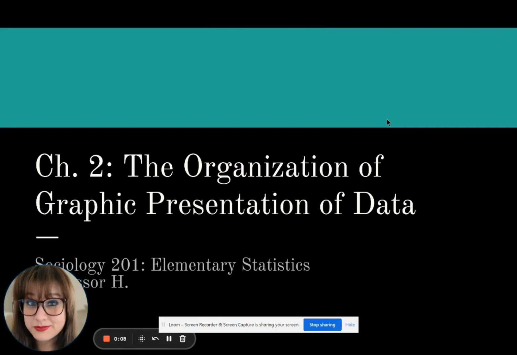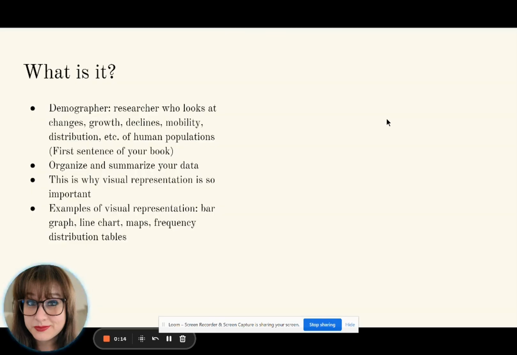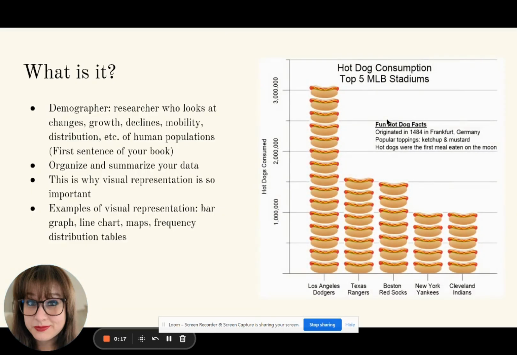The organization and graphic presentation of data. So essentially, what is it? The first thing that we should talk about is what your book says.